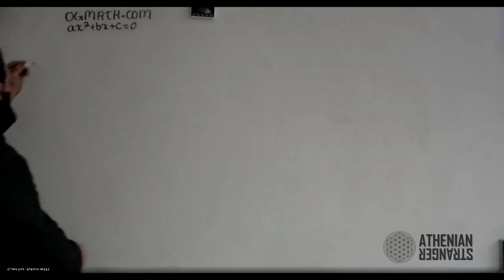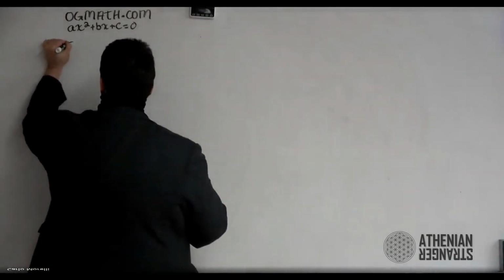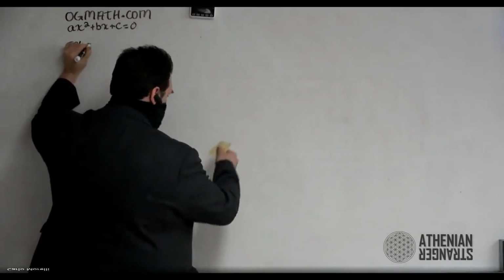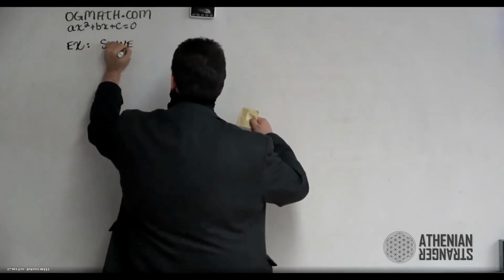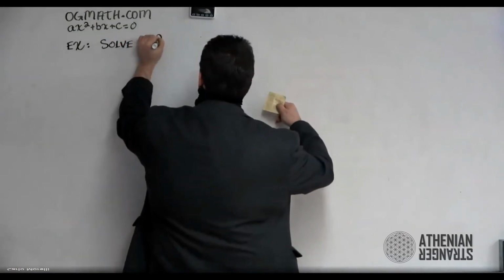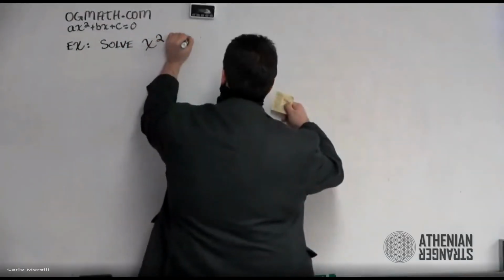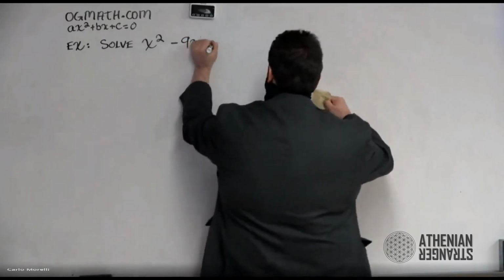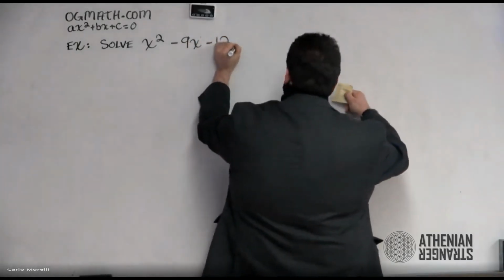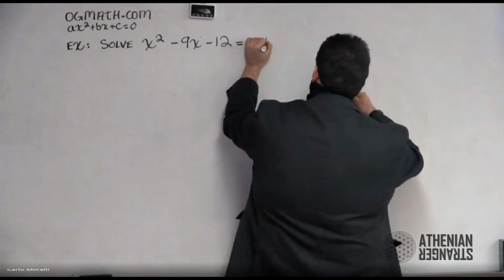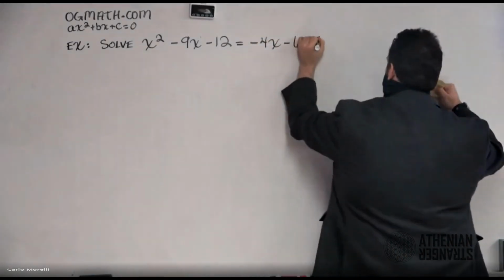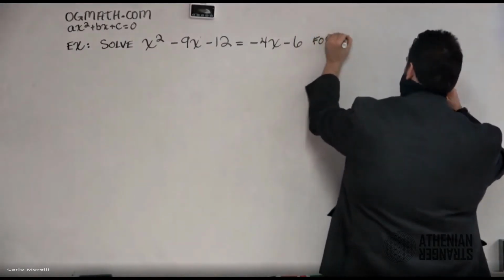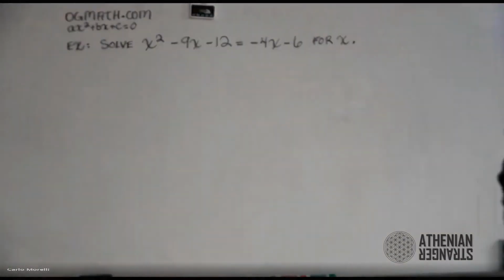All right, here we go with example number 2. We're gonna have to go quick. Solve x squared minus 9x minus 12 equals negative 4x minus 6 for x. Make sure everything's on the left side.